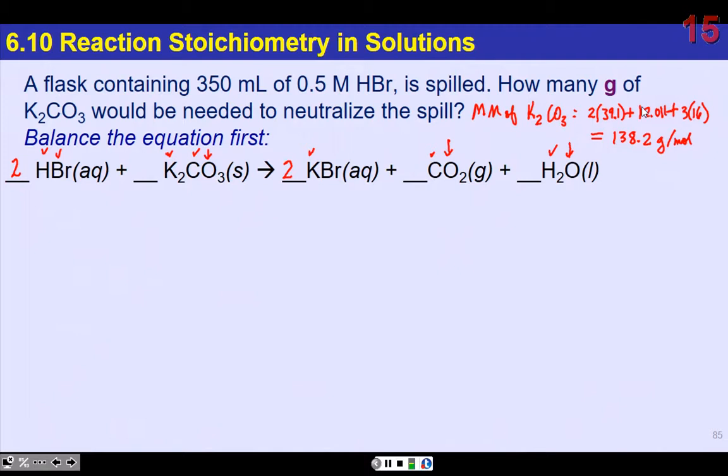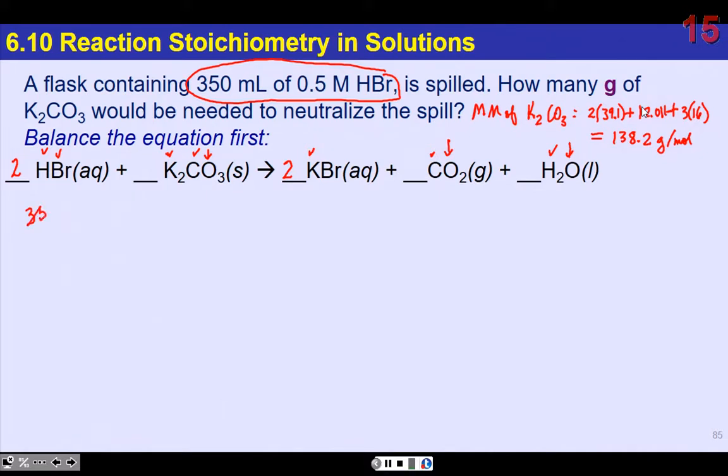Okay, so what we're going to do is figure out how many grams of the potassium carbonate, but you don't know how many grams unless you know how many moles of potassium carbonate are needed. The balanced equation will help us, but we'll need to determine the number of moles of the acid using the volume and the concentration. So let's start with the part that is not a conversion factor. That would be the volume.